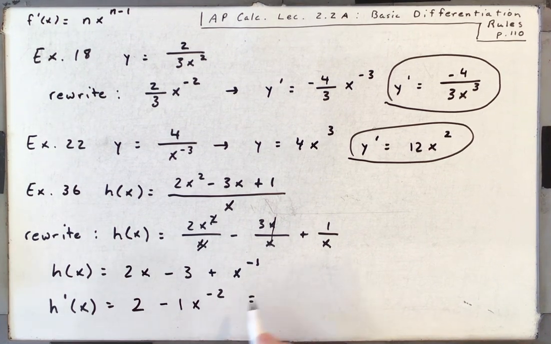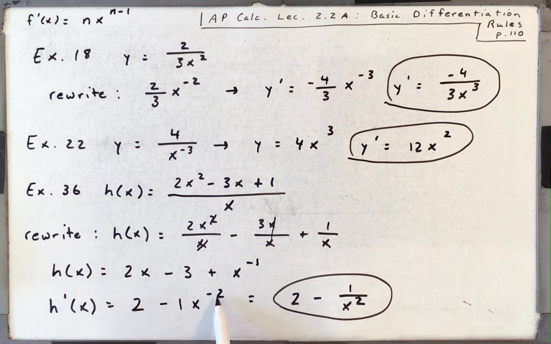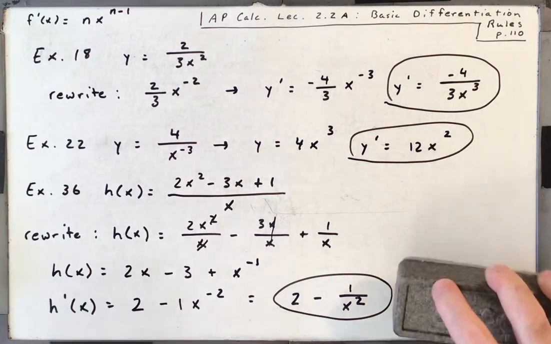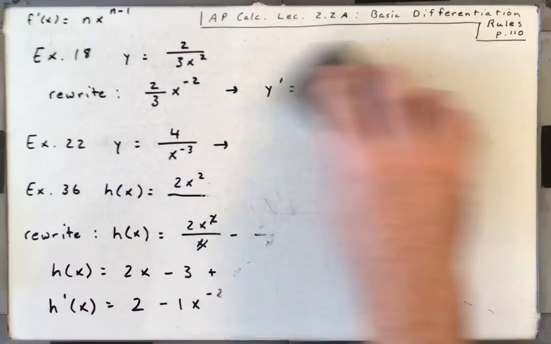So I need to clean that up. That's going to be 2 minus 1 over x squared. That's how I want you to write that. Make those negative exponents positive in the final step. So 2 minus 1 over x squared. All right, let's do one more example, and then we'll get into some simple trig derivatives.